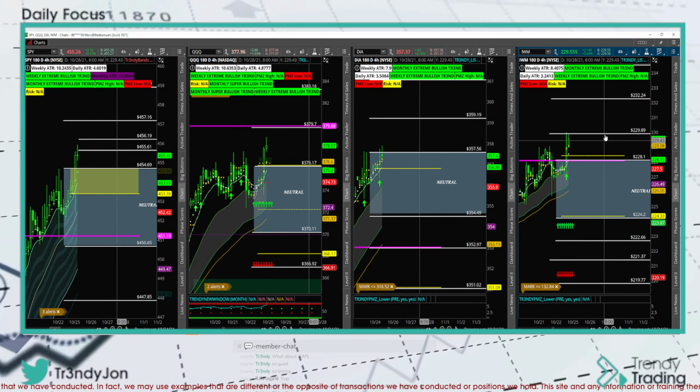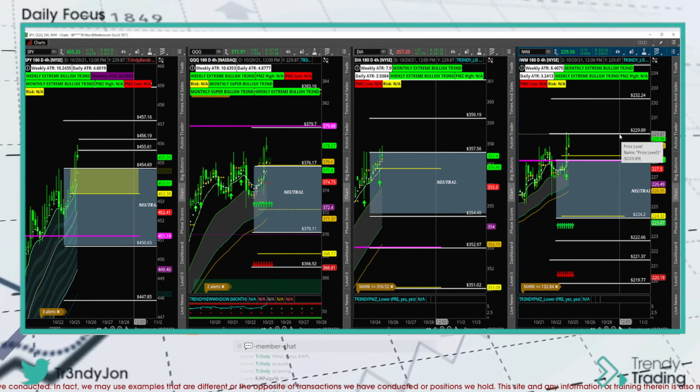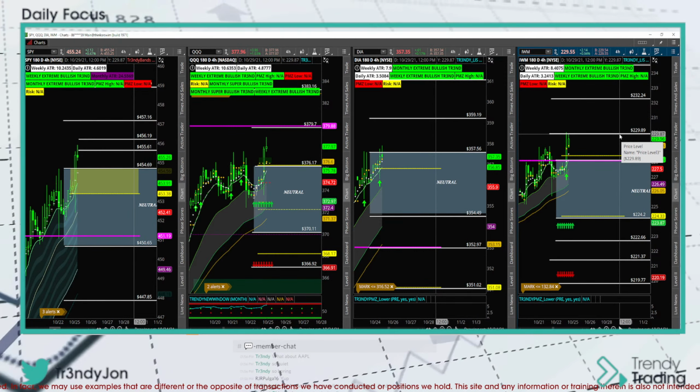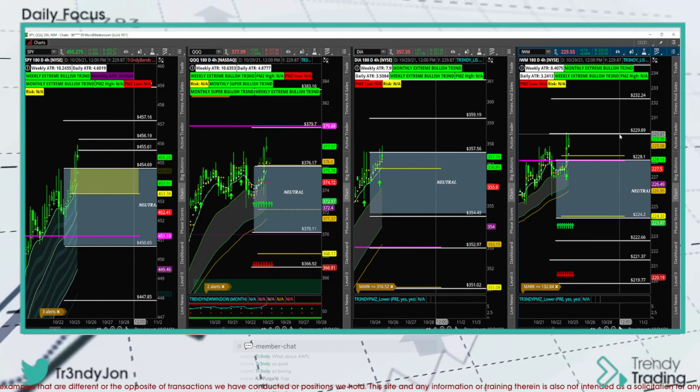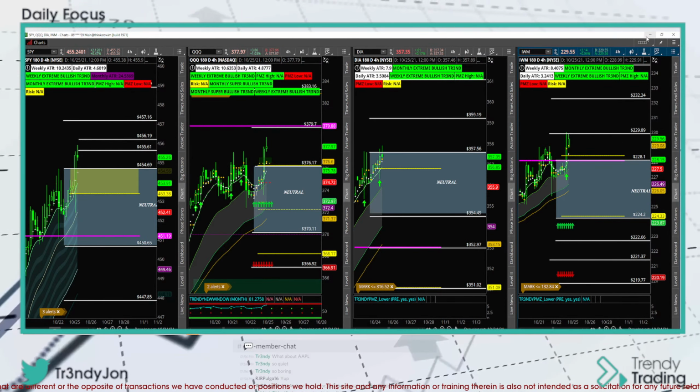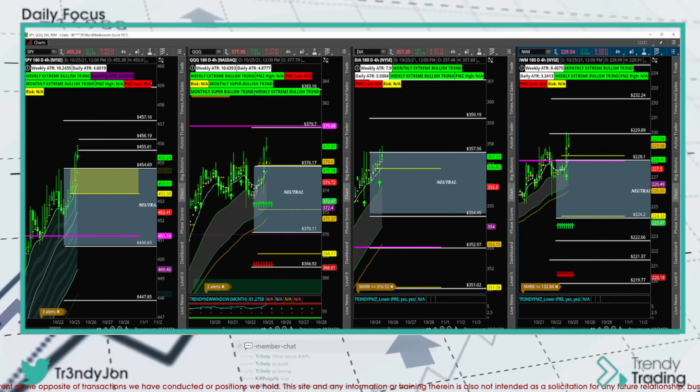Okay, so here we are at IWM. If we can get over 229.89 and hold these levels, look for 232.24. All right, let's go ahead and get this out of the way and see what we have coming up.